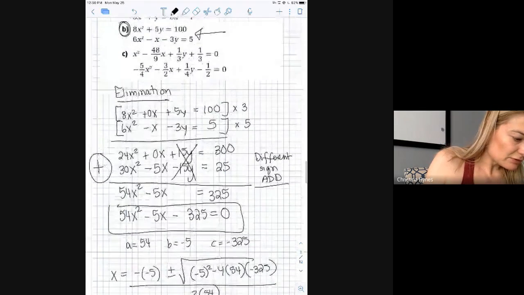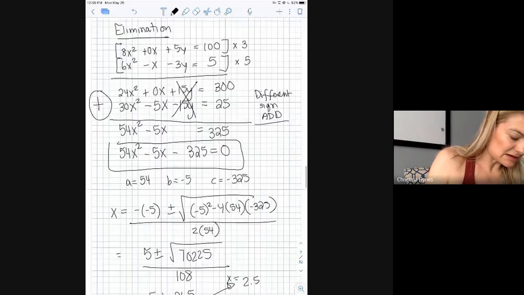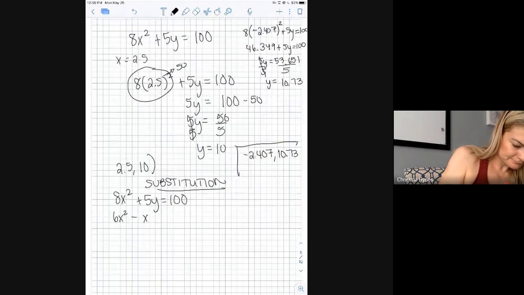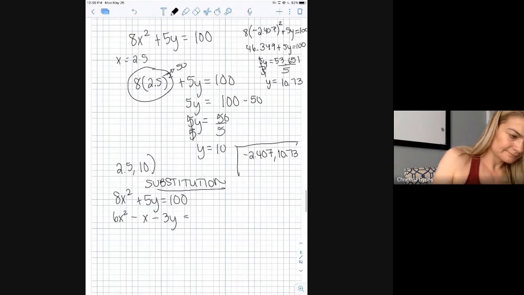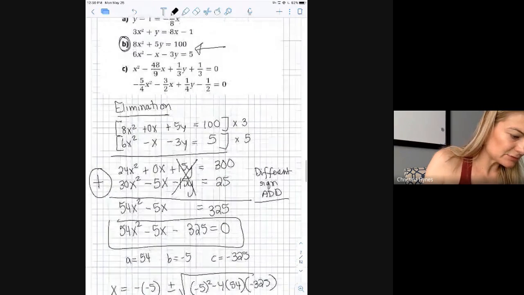My short-term memory, I have to keep scrolling up, minus x minus 3y. And my last number is 5.